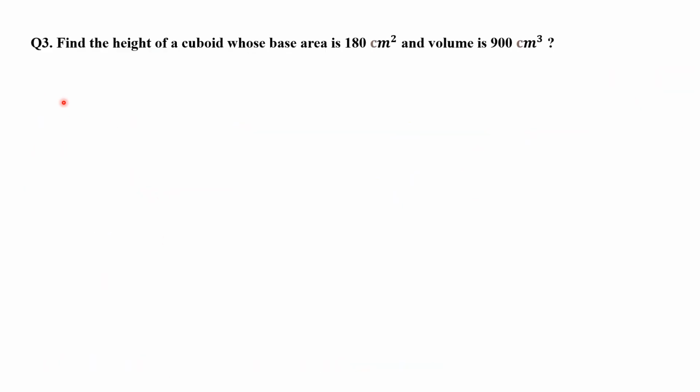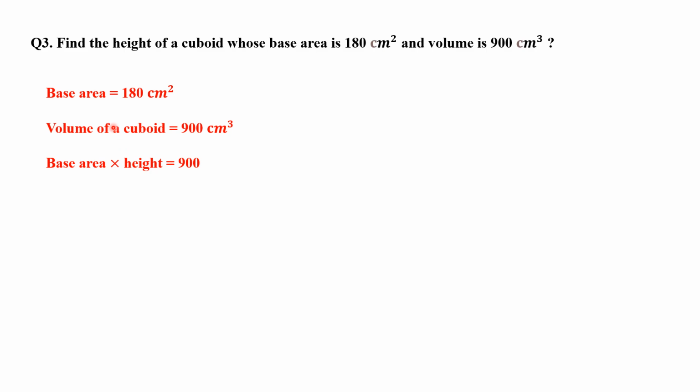Okay. So question number 3: find the height of a cuboid whose base area is 180 centimeter square and volume is 900 centimeter cube. So here base area and volume are given, and we know that the volume of a cuboid formula is length into breadth into height. But another formula is volume of a cuboid is base area into height. So I am going to use the other formula because here base area and volume both are given, right? So base area is given as 180 centimeter square, volume of a cuboid is 900 centimeter cube, and we know that another formula for volume of a cuboid is base area into height.